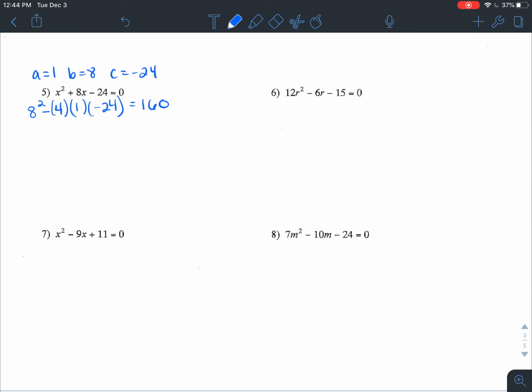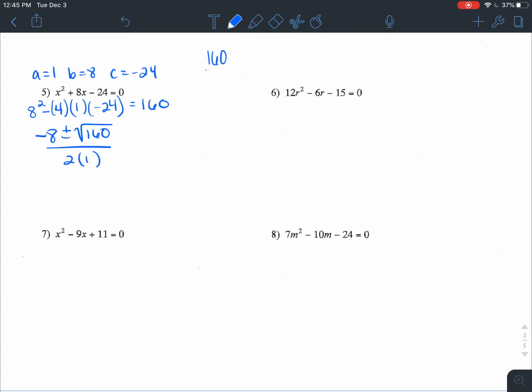All right, so now I'm going to plug this into my equation. So negative b, negative 8, plus or minus the square root of 160 all over 2 times a. All right, so in this case, 160 is not a perfect square. So our goal is to find a factor of 160 that is a perfect square, okay?